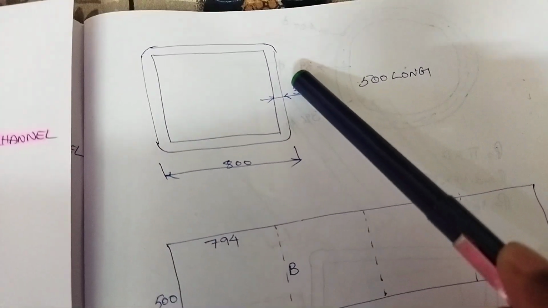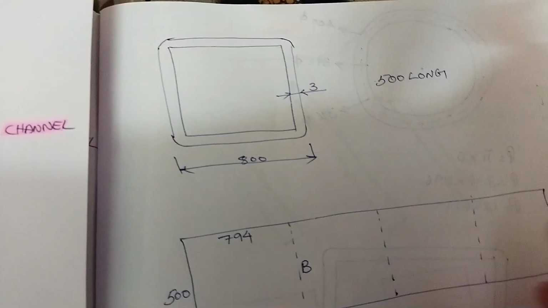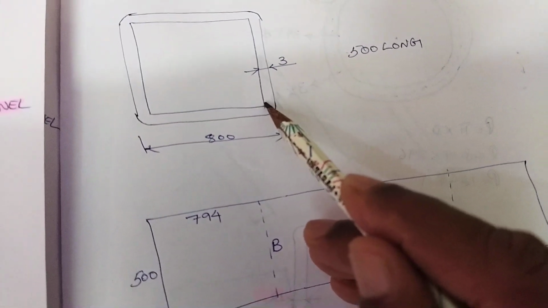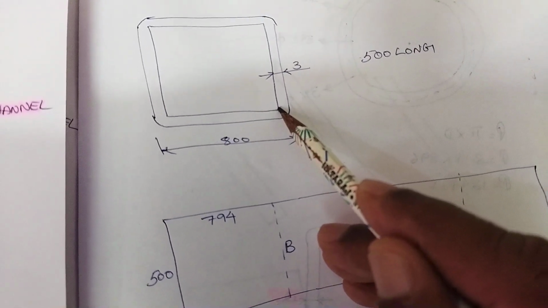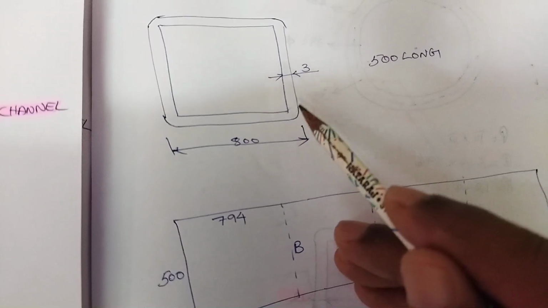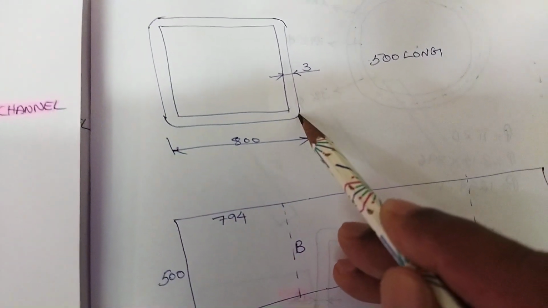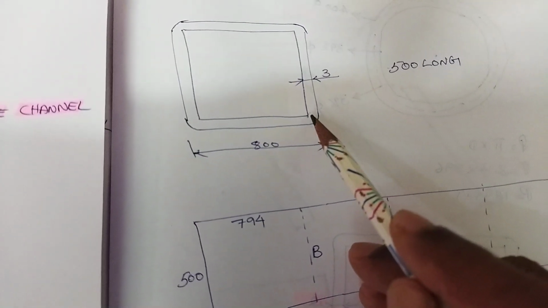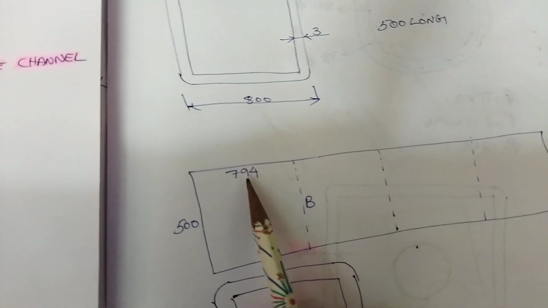It has 3 mm thickness. Remember, bending happens at the corner, so a sharp end corner will be formed, and on its outside there will be a curved line. So outside to outside is 800. Then how much should the bending line be? Here I have written 794.